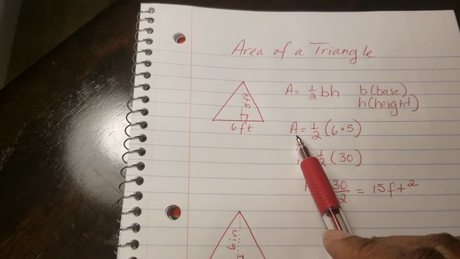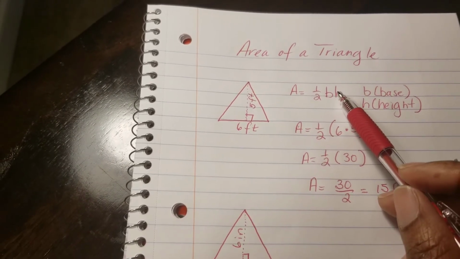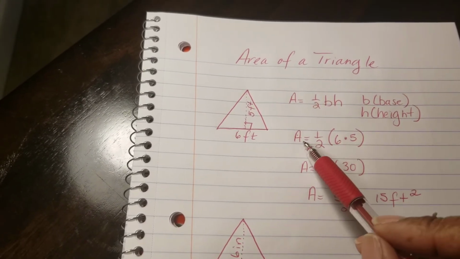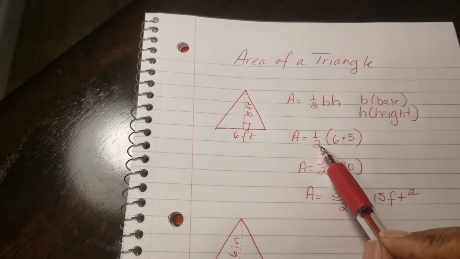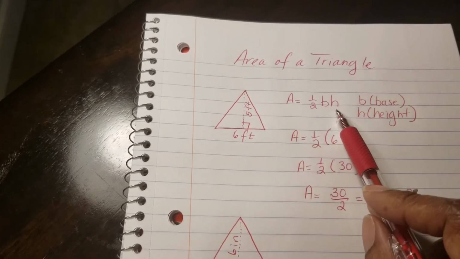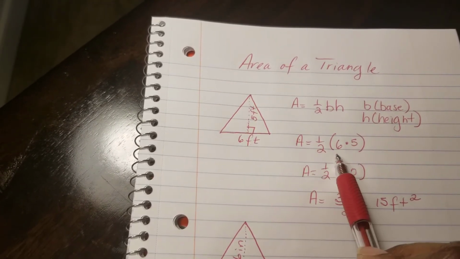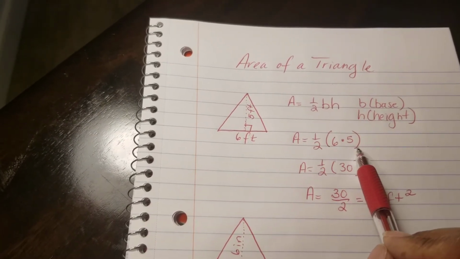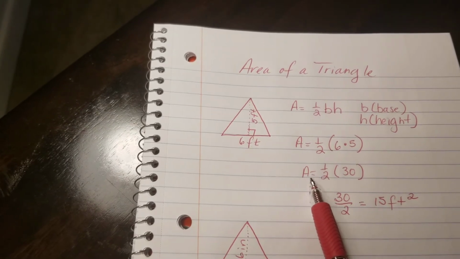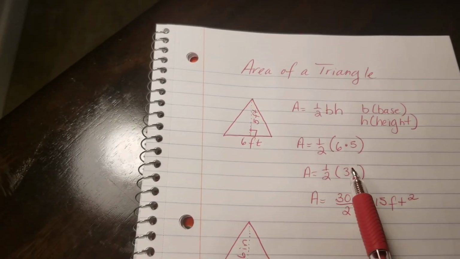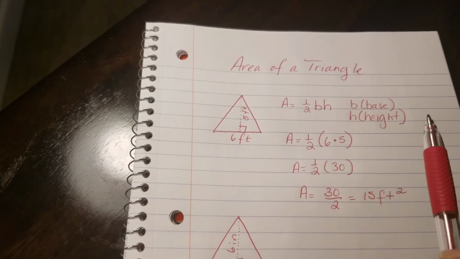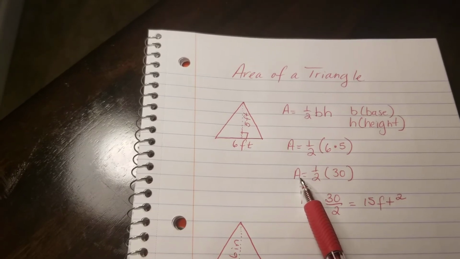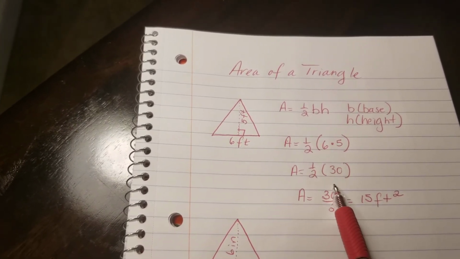So we're going to come down here, and all we do when we're computing formulas is just plugging in the numbers. So here you have A equals 1/2, and that's already there. Now I'm going to plug in my base and my height. My base is 6, and my height is 5. So I'm going to multiply those two numbers, 6 times 5. And then I'm going to come down here and rewrite. And as always, when you are trying to calculate area, perimeter, or what have you, always continue to write down the formula. So here is 1/2 times 6 times 5, which is 30.